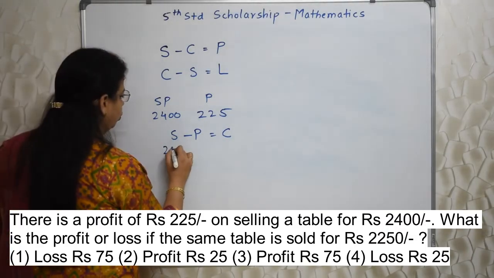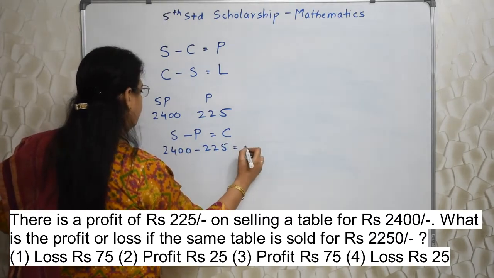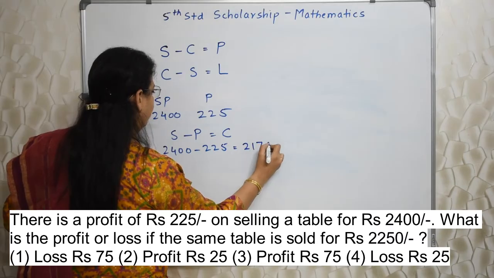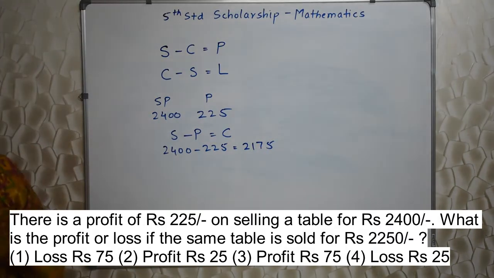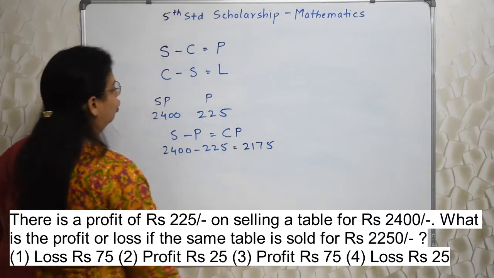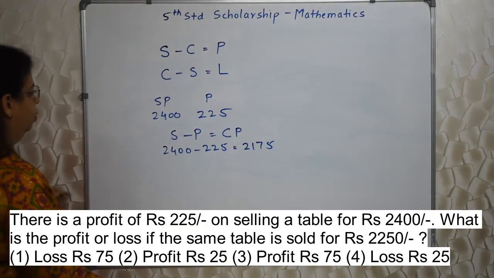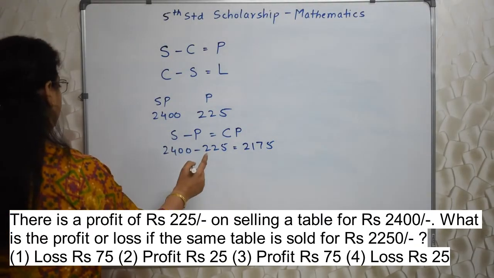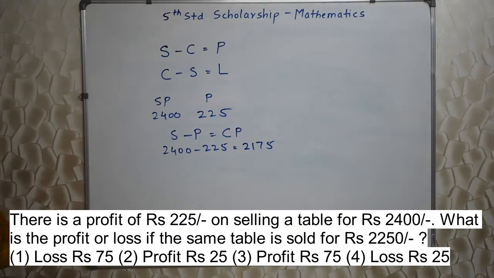So selling price is 2400 minus 225. So answer is 2175. 2175 is the cost price. CP means or C means cost price. You can call it as C or CP. Okay. Now we know this much we have spent for that particular table.